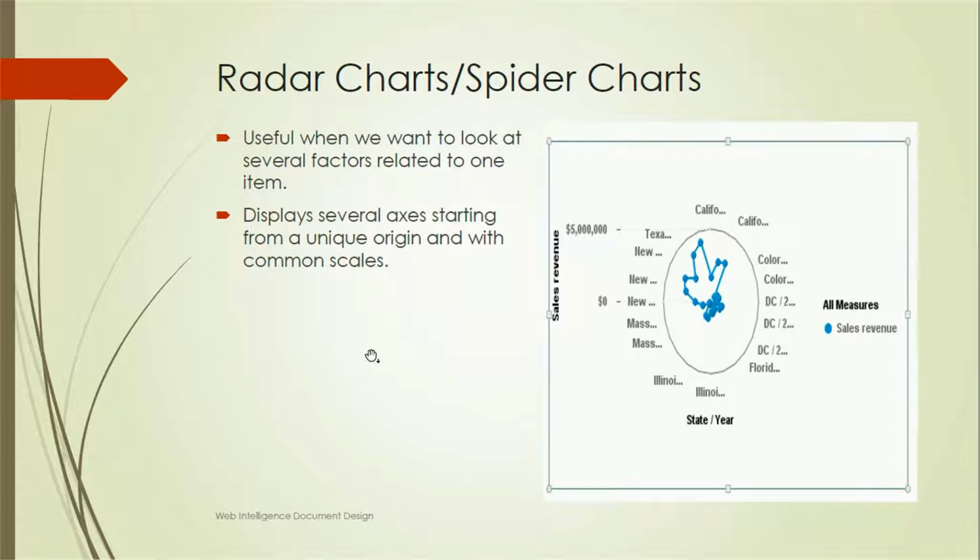The next one is radar charts, or spider charts. This is useful if you want to look at several factors related to one item. Suppose there is sales revenue and I want to check it by year, state, or city. Then I can use radar charts. It displays several axes starting from a unique origin, with a common scale. These are the different options, like state and year, I can use to check the sales revenue. This is the use of radar charts.